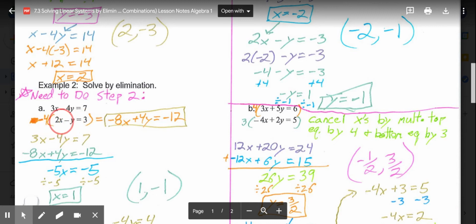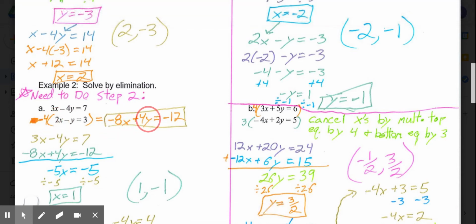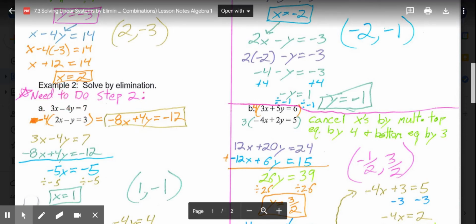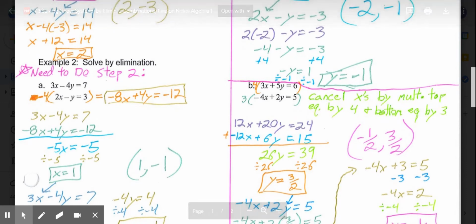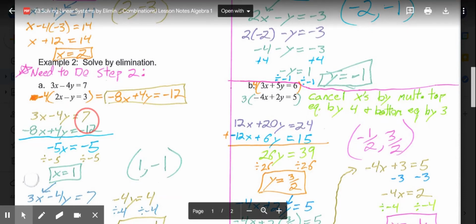So this bottom equation, everything gets multiplied by negative 4. So we have the opposite of 8x plus 4y equals negative 12. I don't change the top equation in this case, but the bottom one changed. Now I rewrite them and line them up, and I want to add them together. So 3x plus negative 8x is a negative 5x. Negative 4y and positive 4y cancel. 7 plus a negative 12 is a negative 5. So we divide both sides by negative 5, and x equals 1.